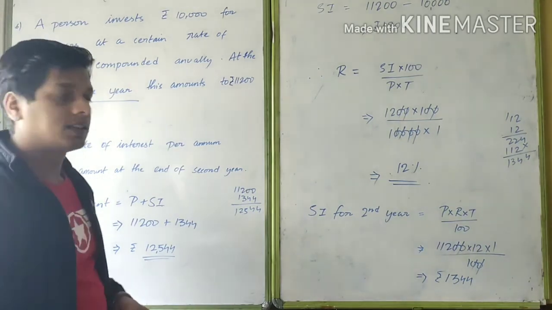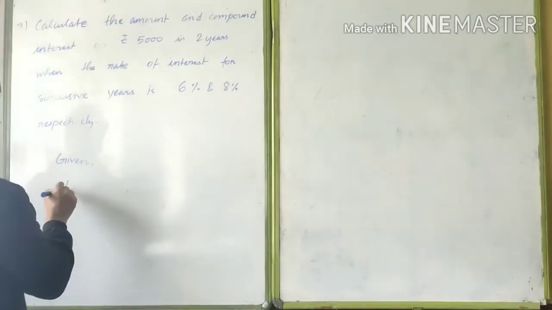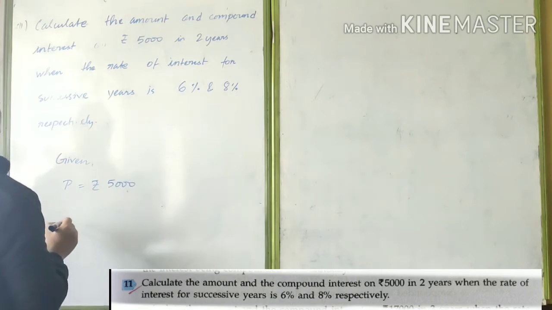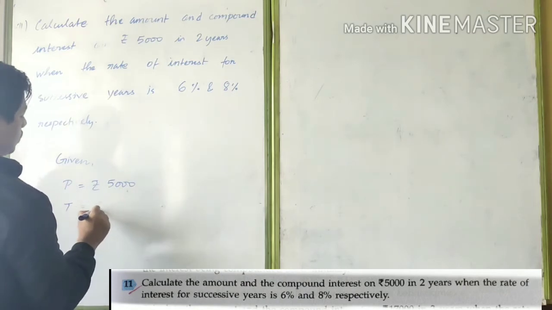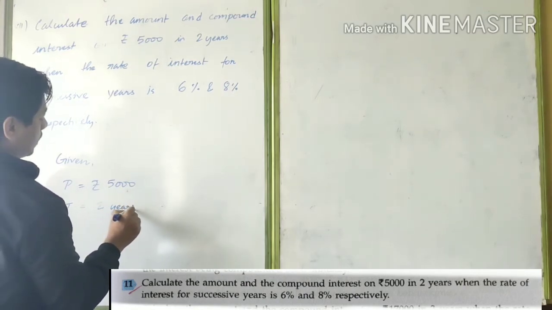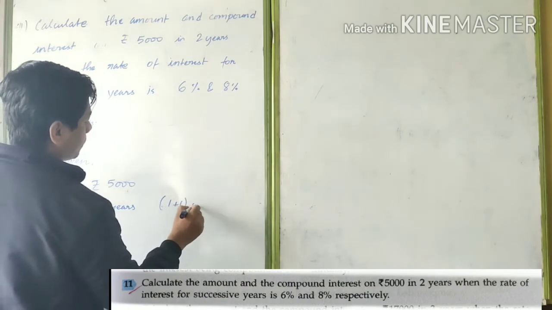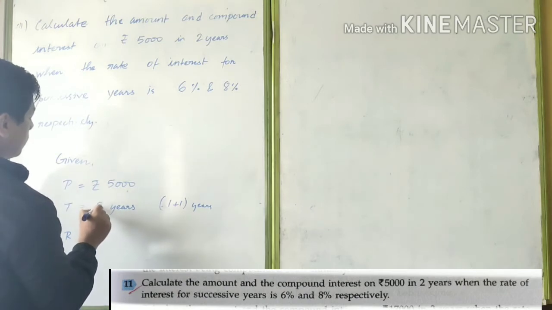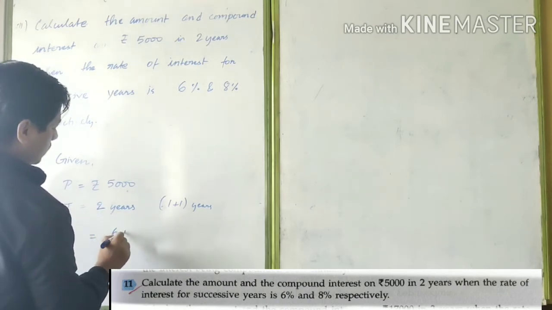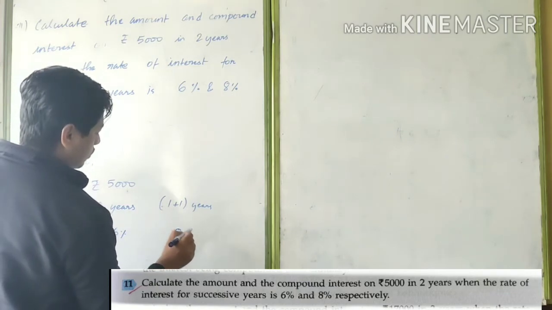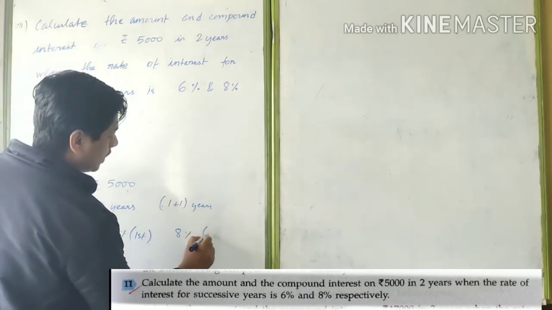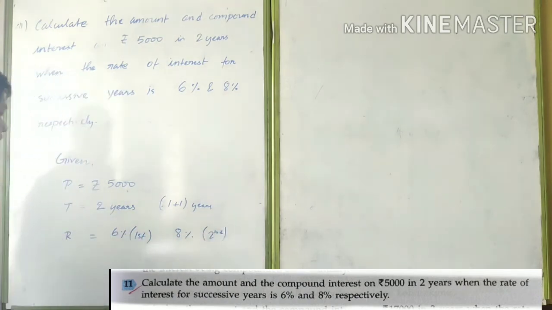Now let's head for the second question. P is given, rupees 5,000. T is given, 2 years, that is 1 plus 1 year, and the rates are given, 6% and 8%. So in this question we are going to apply 6% for the first year and 8% for the second year. Okay.